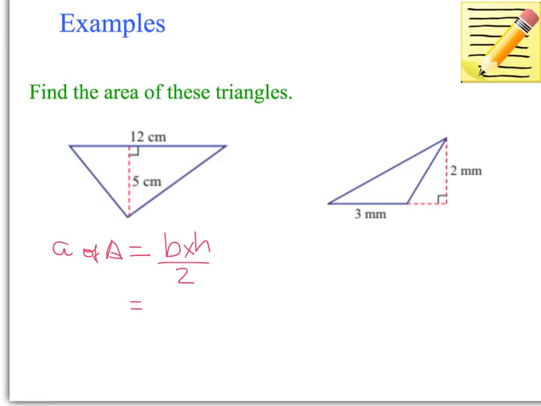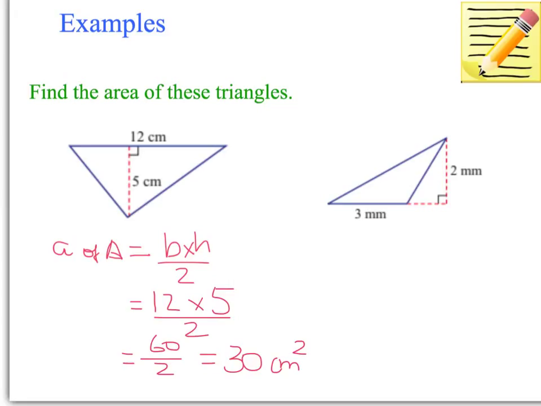Okay, so for this one here above us, you can see that this is the base because we have this as the height perpendicular to the base. So the base is 12 centimeters, so we're multiplying 12 by 5. But then we've got to divide that by 2. Don't forget to do that. So it's 12 5s are 60, divided by 2, and that equals 30 centimeters. And because it's area, it's always in square units.